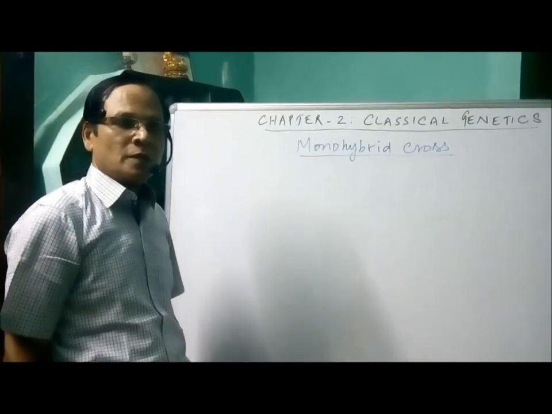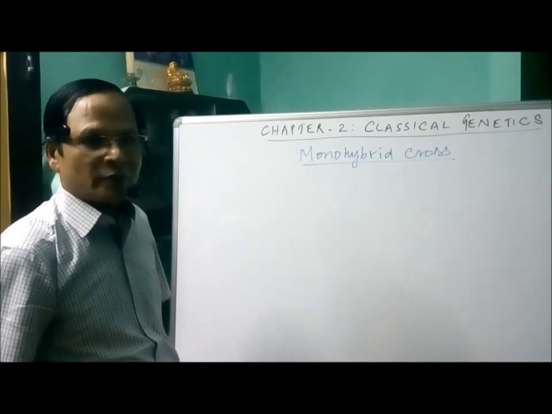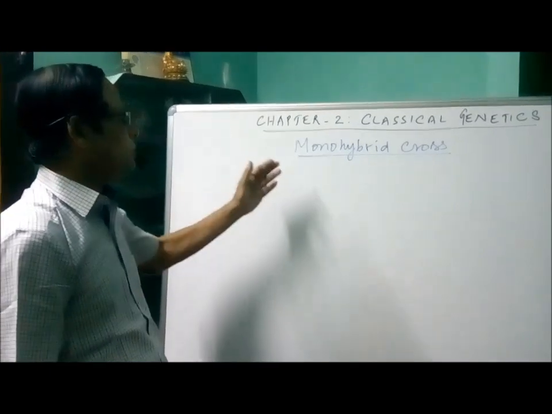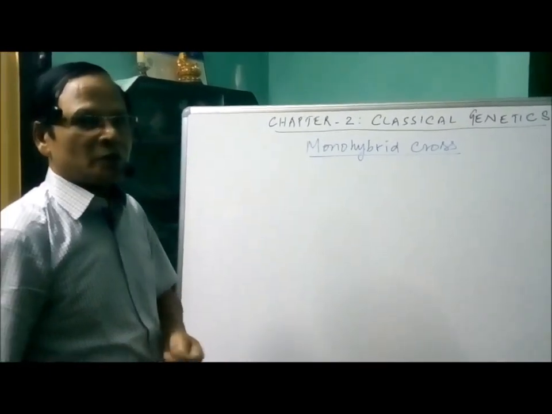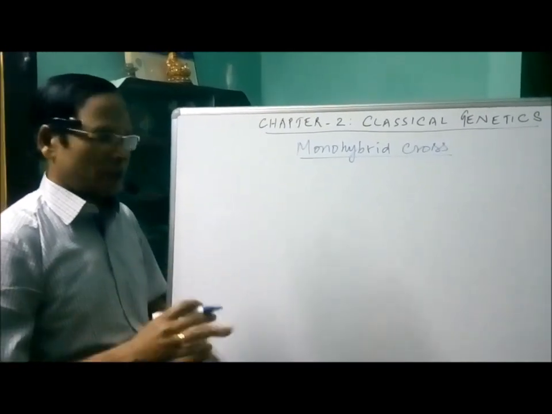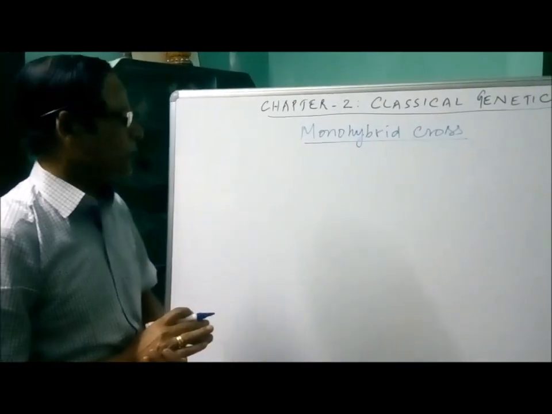Crosses involving the inheritance of a single character are called monohybrid crosses. So it involves the inheritance of a pair of alleles of a single gene.